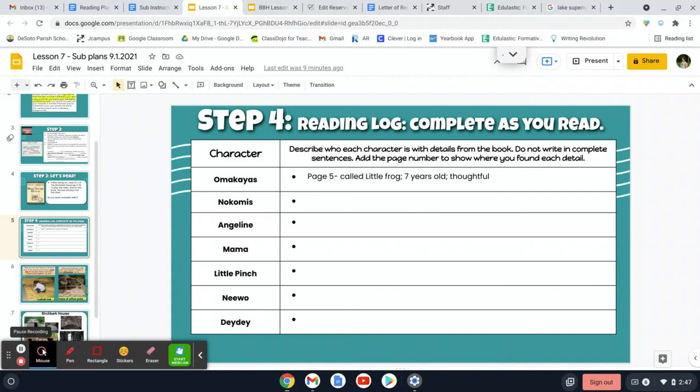Okay, I want you to pause this, go back and look through. How would you describe Omachias as she faces this situation? Add that to your log. Okay, let's keep reading. We're on 14 under the divider.